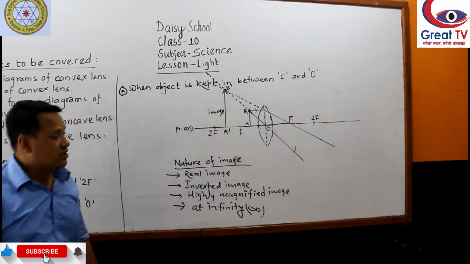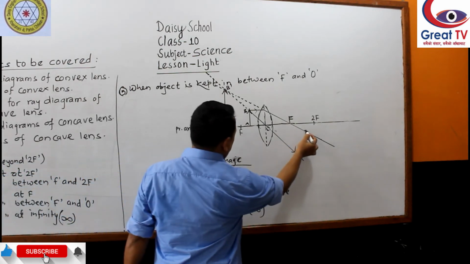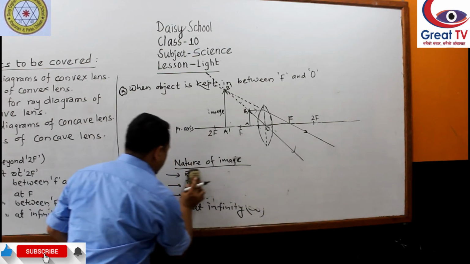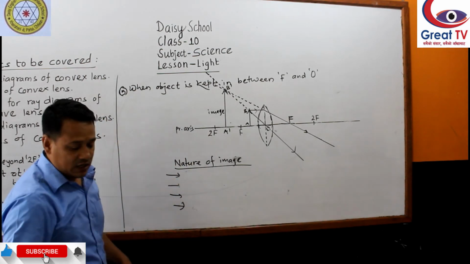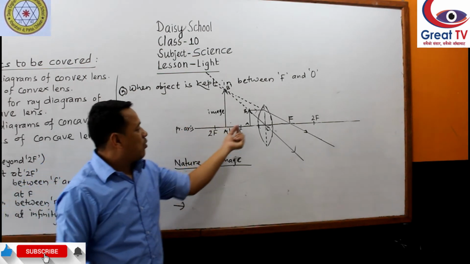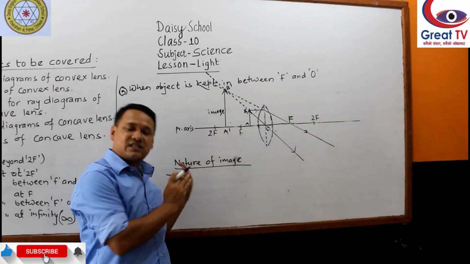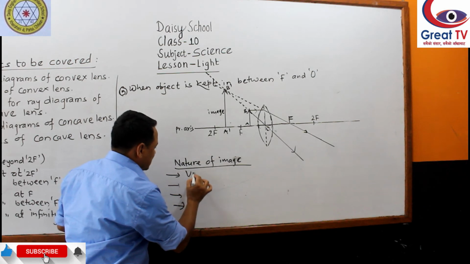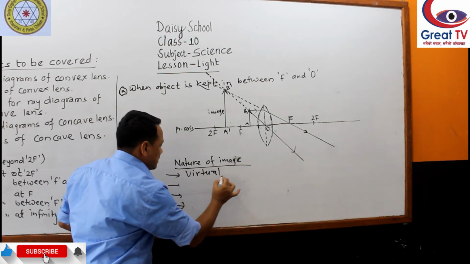Now let's write the nature of the image. What will be the nature of the image? Real or virtual? Both object and image are on the same side of the lens, so at that time it will be a virtual image.